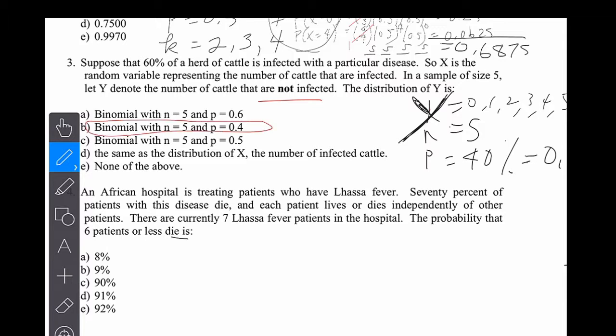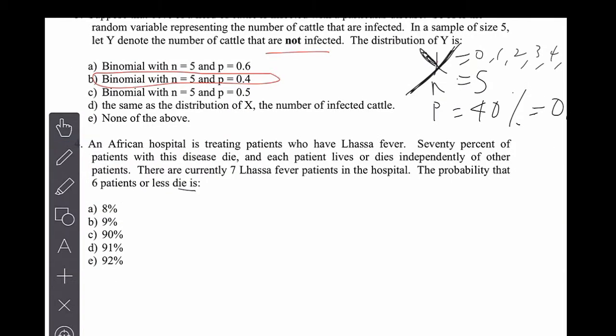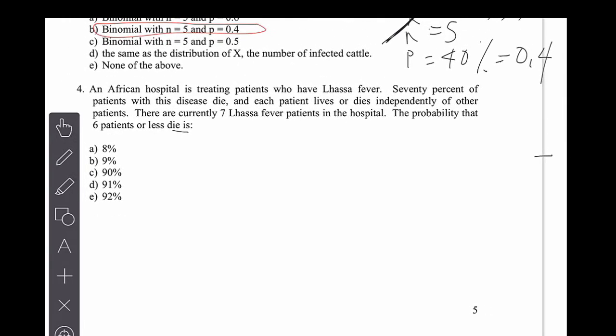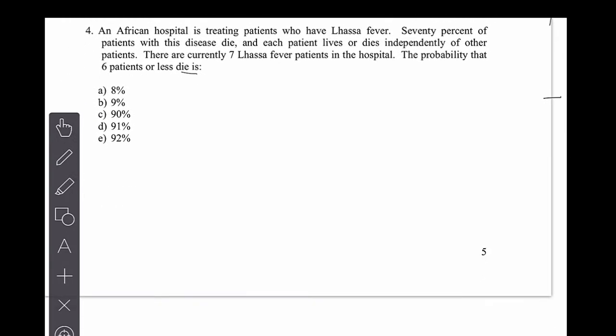Okay, that's my answer. Okay, let's try the next one. Maybe we can do the whole set of problems before the hour is up. So if you want to stop the video and go back and review, you can do that and pick up with number 4. Number 4.